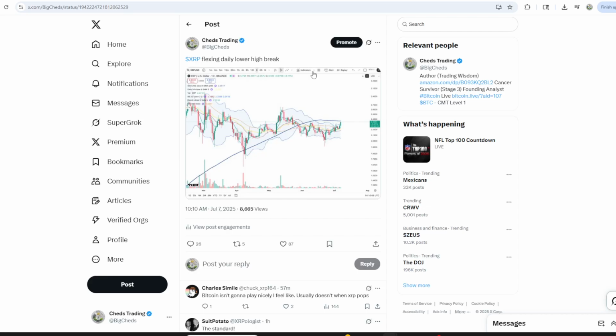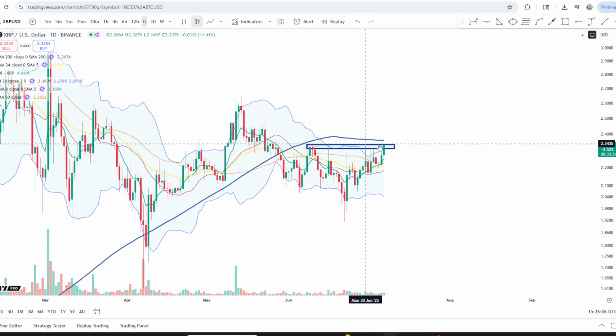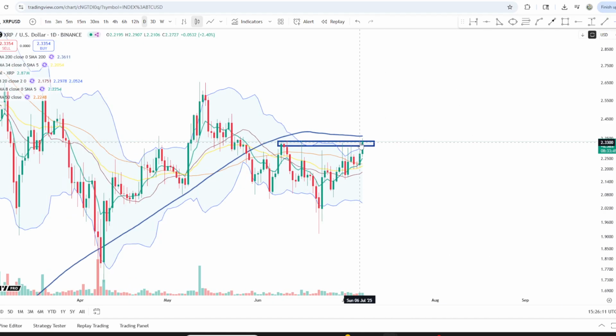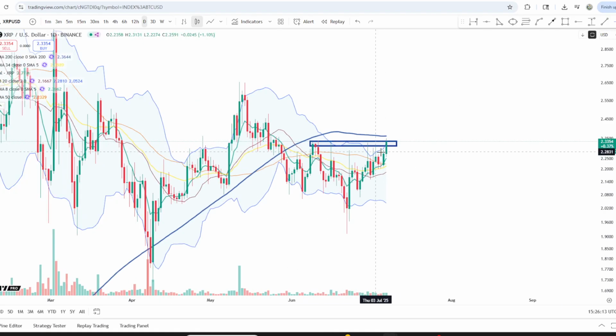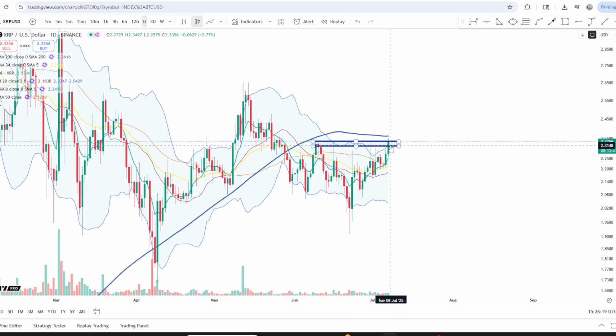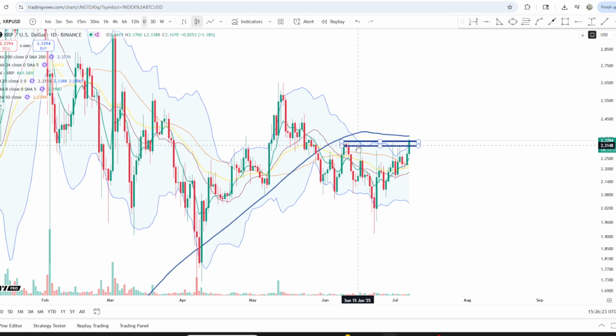So when I put out this tweet, XRP flexing daily lower high break, it's basically letting you know that we have price interaction with the key level in a chart worth taking a look at, and the price is attempting to break out. Now, what do you do when you get to that level? Of course, you're dropping to a lower time frame. You're looking for some structure, and that is how you will manage your risk.